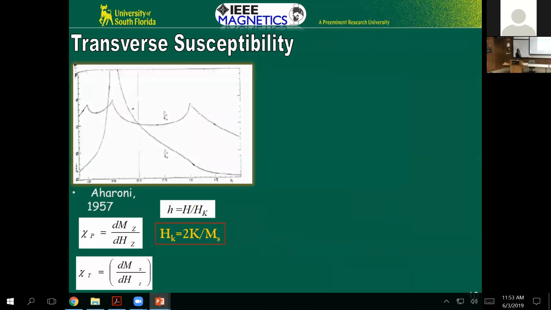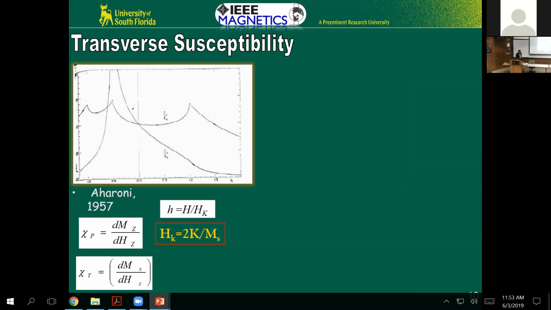And for this, we were motivated by an old paper by a famous theorist, Amichai Maharoni, from Israel. Back in 1957, he published this in the Bulletin of the Israeli Physical Society. It was a little difficult to get, but here it is. That's his original plot. What he did was a simple T equal to 0 calculation for a single domain nanoparticle. It's basically a Stoner-Wohlfarth particle, okay?